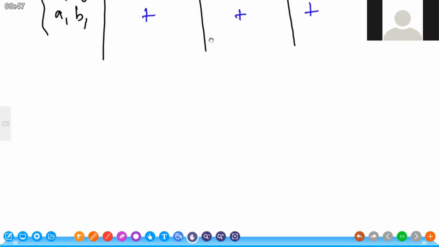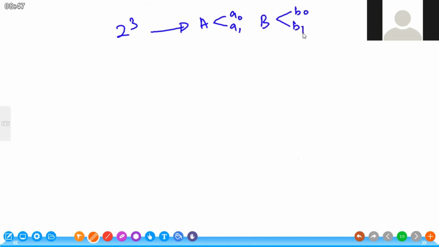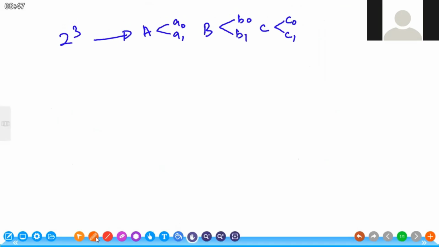Now, if you come to 3 factors, 2 to the power 3, for A, you have A naught, A1. For B, you have B naught, B1. For C, you have C naught, C1. So we know that the values are minus, plus, minus, plus, minus, plus. So this is how it works.